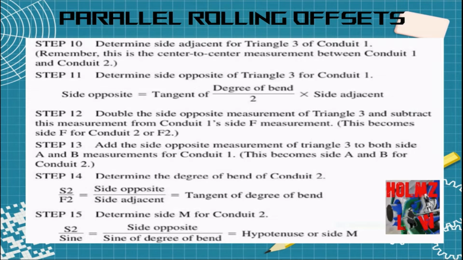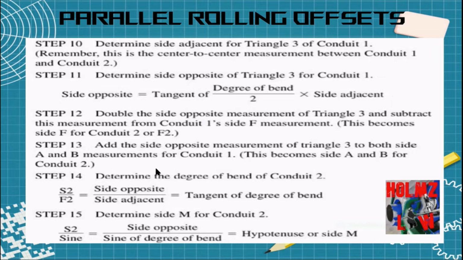You're going to determine side M for conduit 2. How do you do that? You're going to take S2 again, the side opposite, and you're going to divide it by the sine. Now, what's the sine? It's the sine of the degree of bend. You take the degree of bend that you got from the tangent and use it to get the sine in your calculation when you're using your calculator. Whatever that comes out to is going to be your hypotenuse, which is also side M.